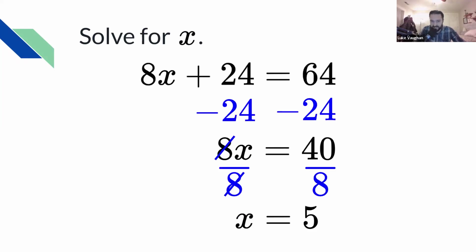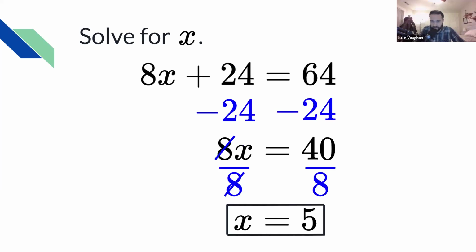So we successfully isolated the x on the left-hand side of the equation by using the distributive property, and then the additive property of equality and the multiplicative property of equality. See the first video for the explanations of those. Our solution to this problem is x equals 5.